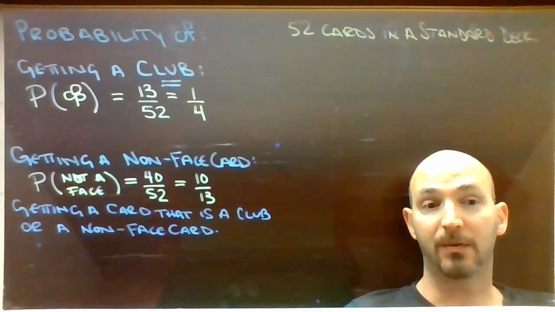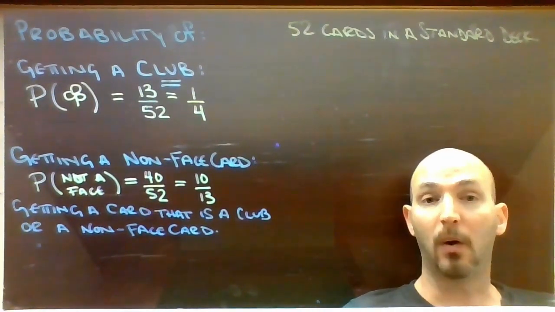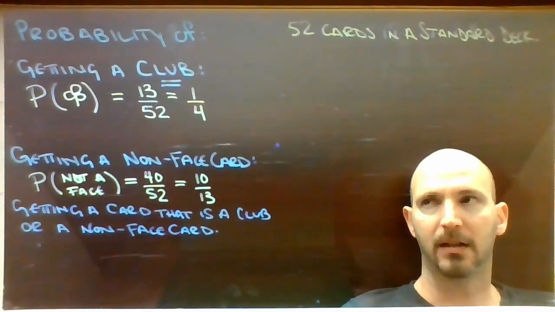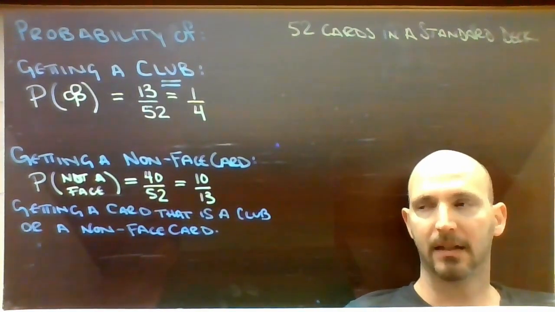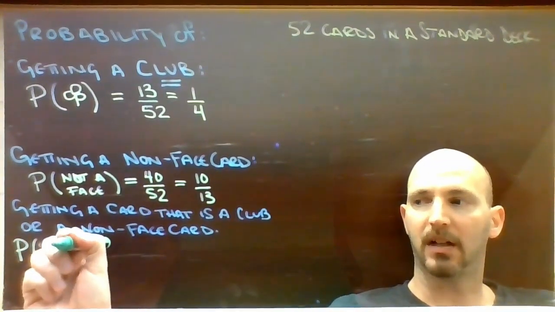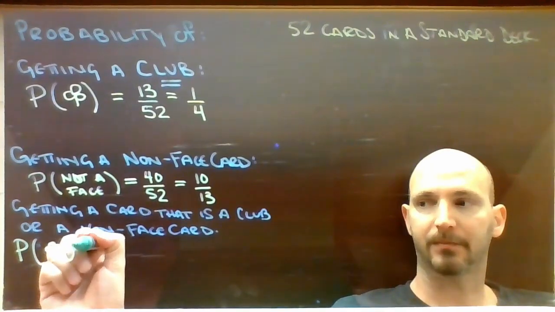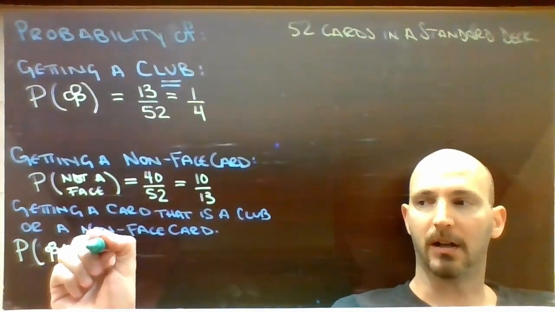So trying to do the probability of a card that is a club or a face card, if you start thinking about that, in our notation, the probability of a club, the symbol for or is the union, or non-face.